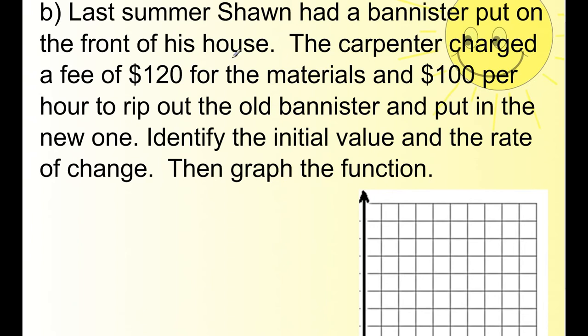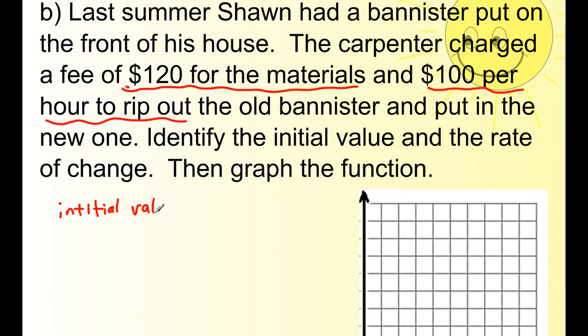Okay, so a couple things here. He was charged a fee of $120 for the materials and $100 per hour to rip out the old banister. So for identifying our initial value, and our rate of change, let's just do that.